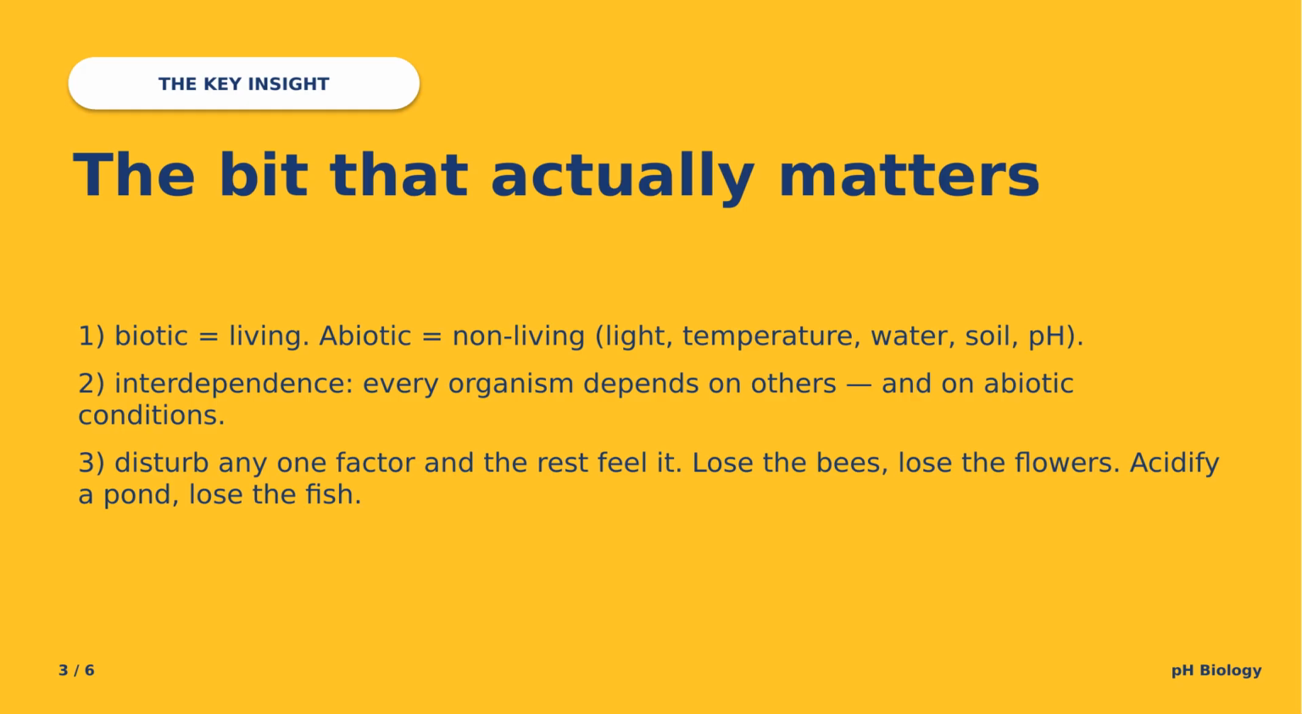Three things. 1. Biotic is the equivalent of living. Abiotic is the equivalent of non-living, i.e. light, temperature, water, soil, pH. 2. Interdependence. Every organism depends on others and on abiotic conditions. 3. Disturb any one factor and the rest feel it. Lose the bees, lose the flowers. Acidify a pond, lose the fish.